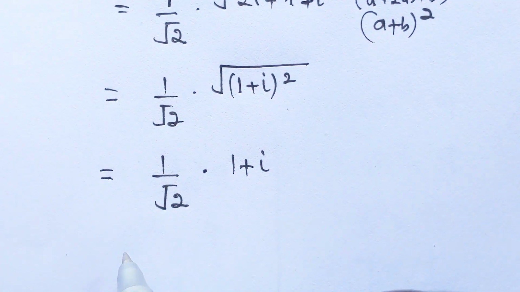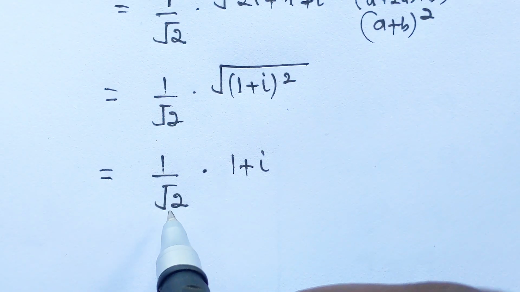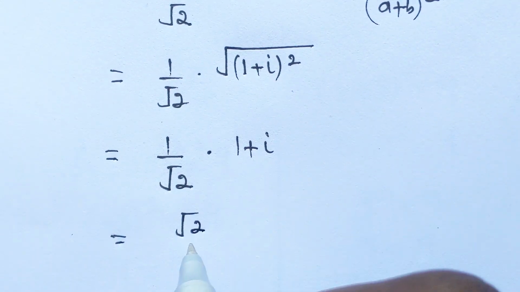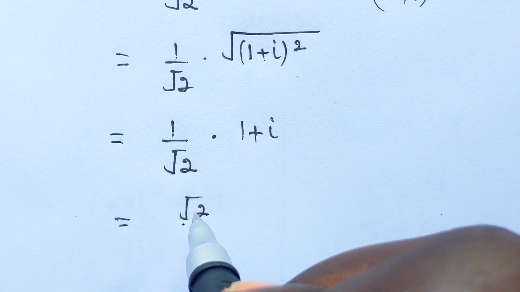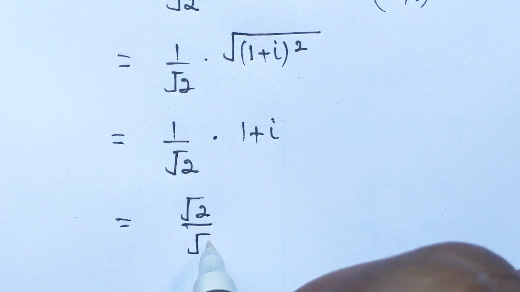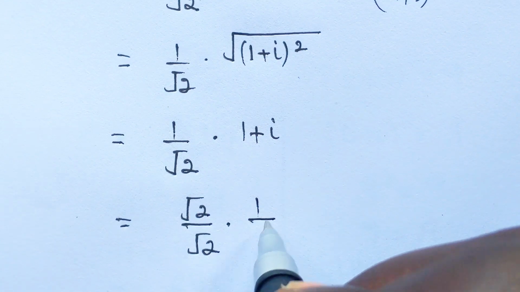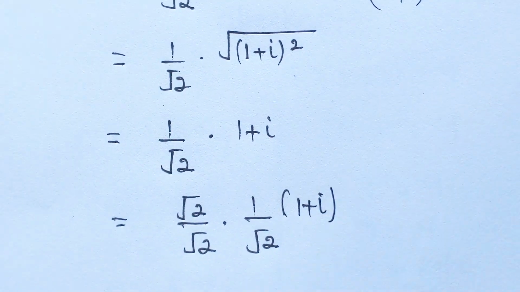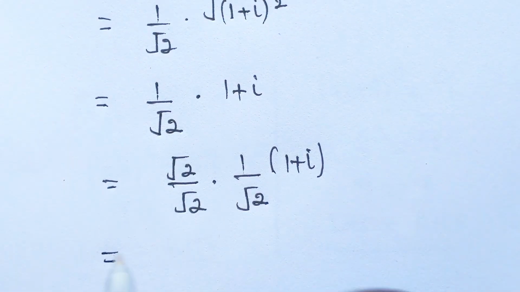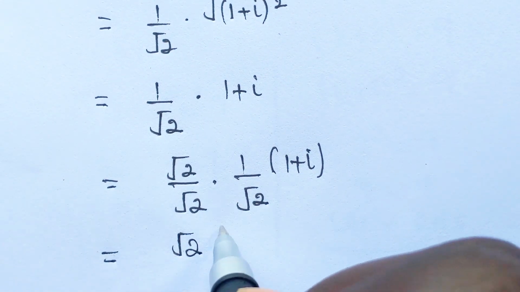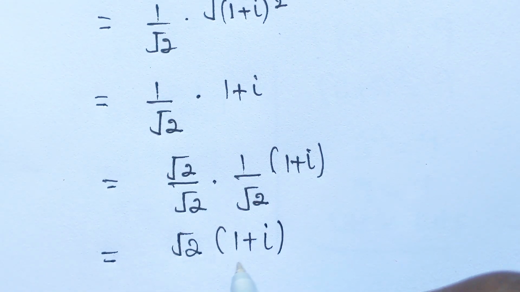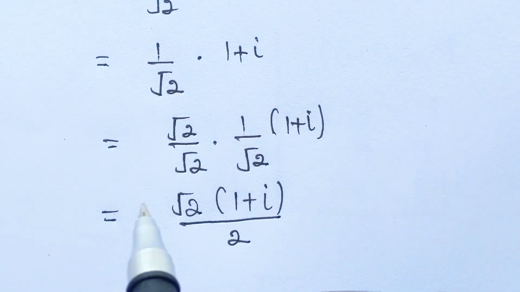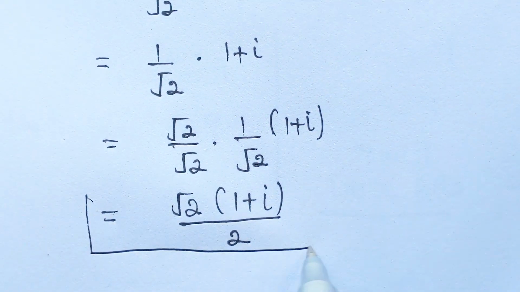Then at this stage we can rationalize this square root of 2 we have right here to get square root of 2 over square root of 2 times 1 over square root of 2, 1 plus i, to get square root of 2 times 1 plus i over 2 as the final answer.